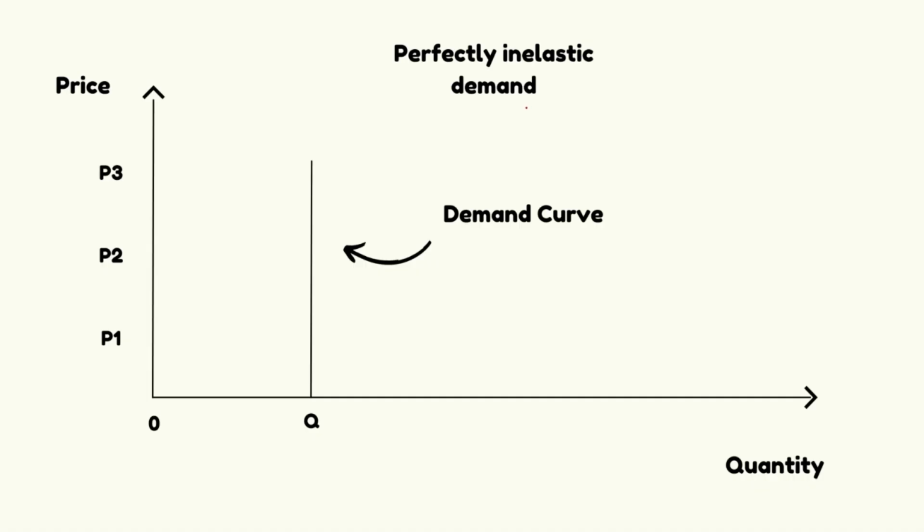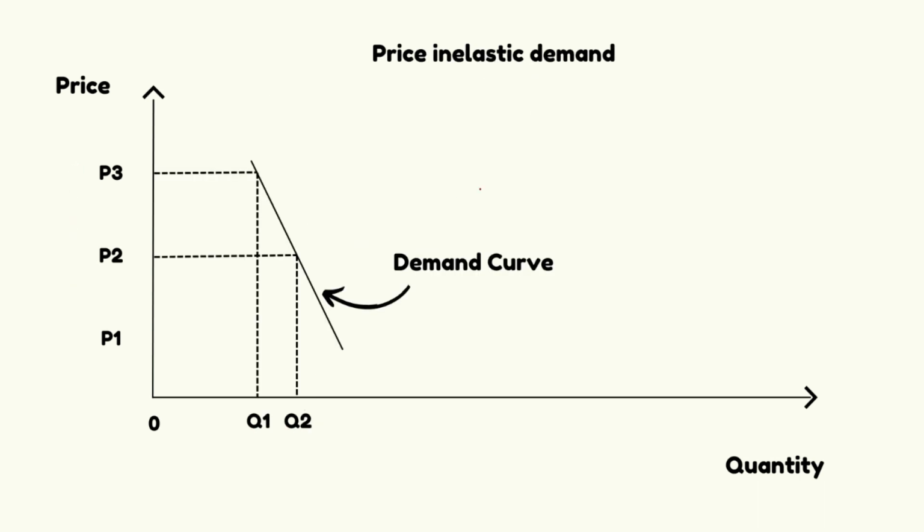This is the demand curve for perfectly inelastic demand. This is where the price elasticity of demand equals 0. Demand stays the same. This is called the perfectly inelastic demand. This is the demand curve for price inelastic demand. Percentage change of the price is higher than the percentage change of the demand. For this situation, the price elasticity of demand will be between -1 and 0.